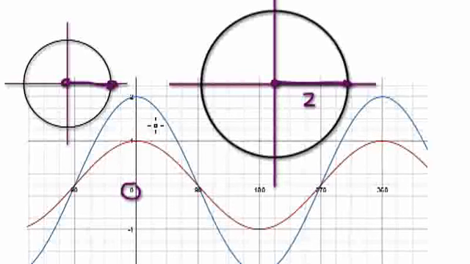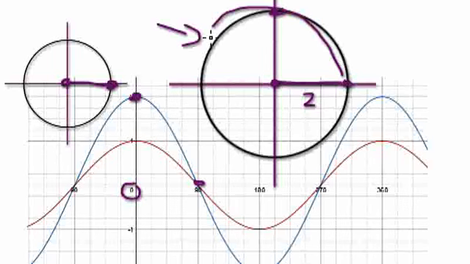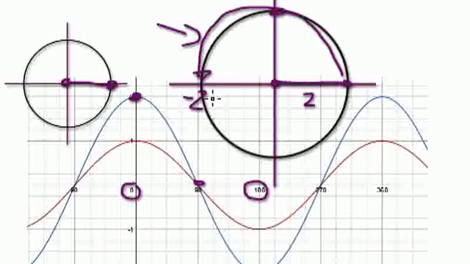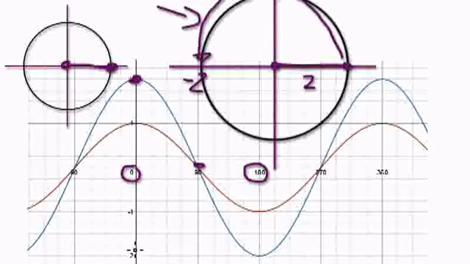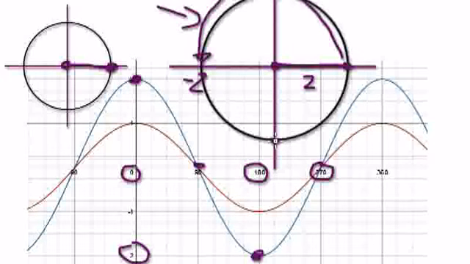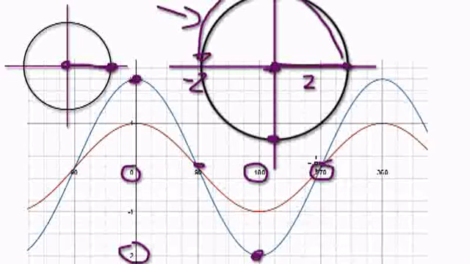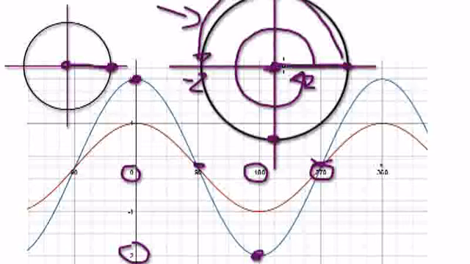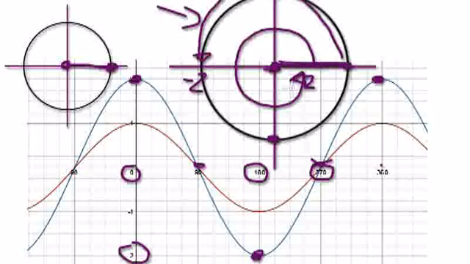So when the angle is 0, the cos of this big circle here is at 2. When it's at 90, it's at 0. When it's at 180, which is here, this is negative 2. That's why this blue line here is at negative 2. At 270, the width here would be 0. That's why it's at 0. And back at 360, the width here would be back at 2.